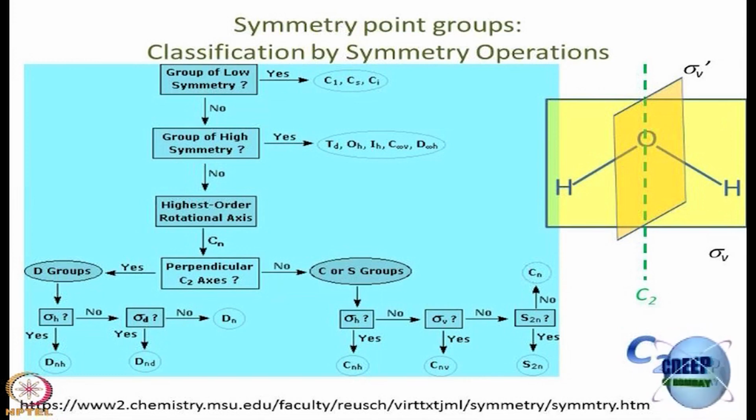Remember this? What do I look for? I look for the principal axis. What is the principal axis? C2. Do you have a perpendicular C2 axis? No. So, it cannot be D2, it has to be C2. Do I have sigma H? Sigma H is the horizontal plane. So, if this is the axis, and there is a plane like this, then it is sigma H. But the planes that I have here, one is like this, one is like this, no sigma H.